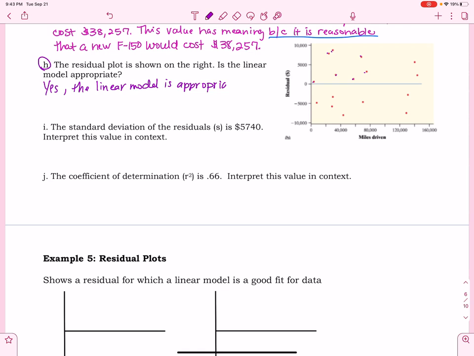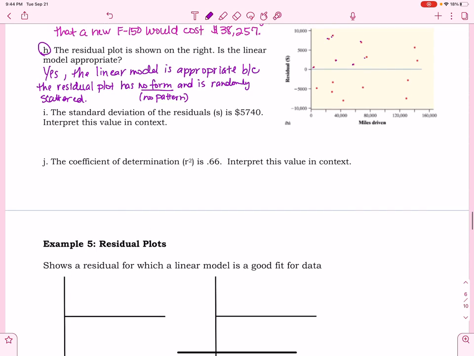Because the residual plot has no form and is randomly scattered. You don't have to say no form. You can also say no pattern. Okay, so no form, no pattern, same thing. Alrighty, so that's how we can answer that question.